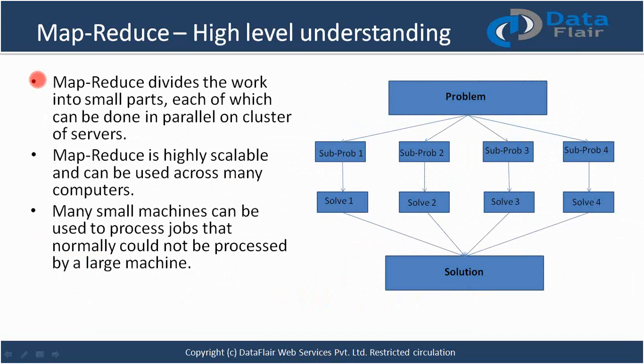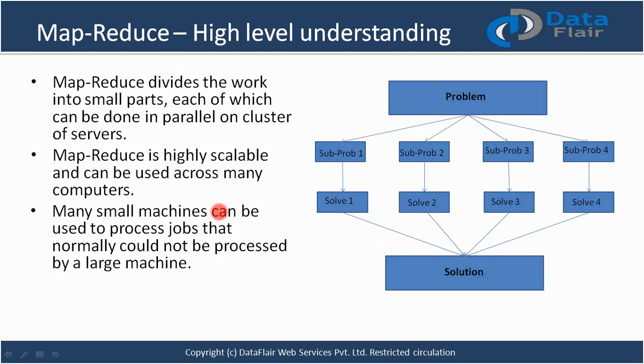I'm giving you a very high level picture of MapReduce. We'll go deeper and deeper with the next slides. MapReduce divides the work into small parts, each of which can be done in parallel on a cluster of servers. Now guys, this is the problem. This is a very big problem that will be divided into small sub problems. These sub problems will be solved in parallel or distributedly on a cluster of servers. And then finally we get the solutions. This figure doesn't mean that all the results will be merged together. No, this doesn't mean that. This means that at the end, we are getting a solution. This all will comprise a solution.